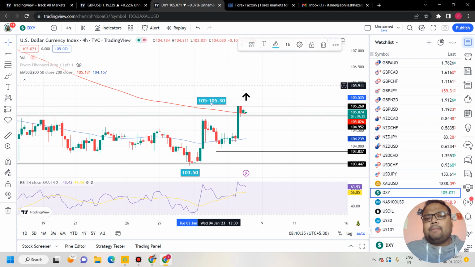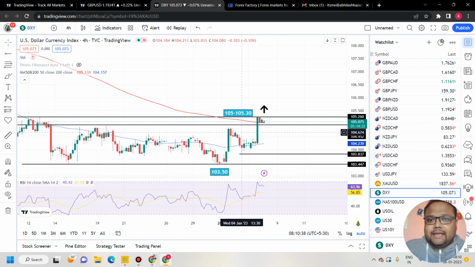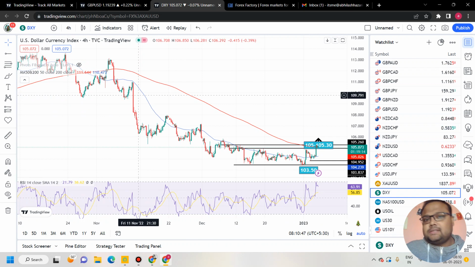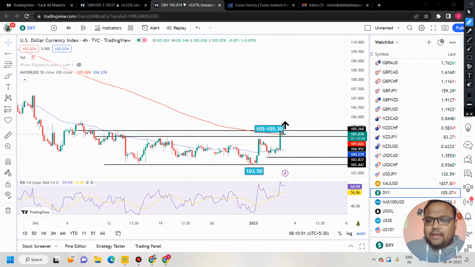We have been talking about the range of DXY for the last couple of days, that we have 105 to 105.30 as the resistance and 103.50 as the support for DXY, and we can see that DXY is just standing at the resistance only. Apart from the range here, we also have the 200 moving average as the dynamic resistance for the market. So the news will be very important for DXY, because if the market is not happy with the news, then we will see DXY back in the range again.